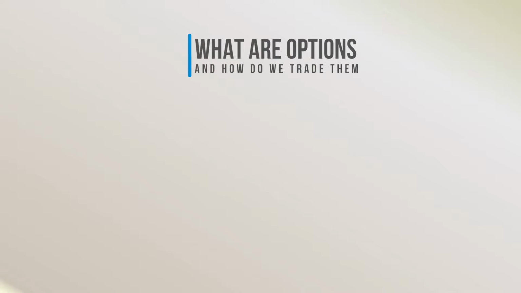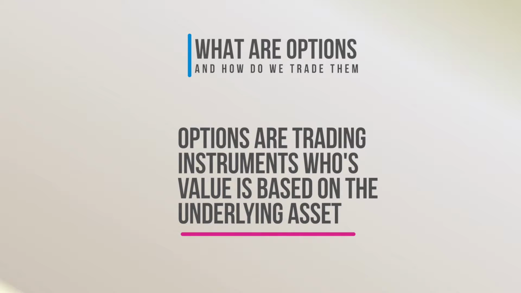Okay, so let's start with a few basic technical terms and then we'll eventually move to the simpler examples for better understanding. So what are options and how do we trade them? Options are trading instruments whose value is based on the underlying asset. So underlying asset basically means any financial instrument that we trade in the stock exchange.